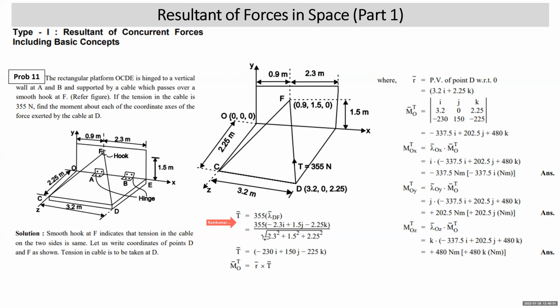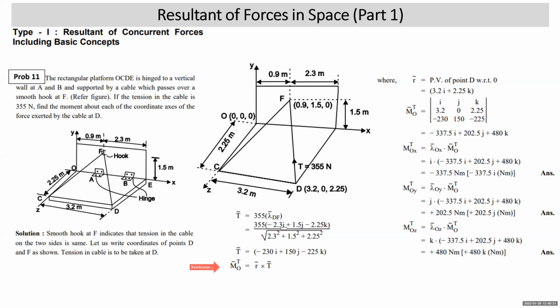Now, using your calculator, you get tension in vectorial form as minus 230 i plus 150 j minus 225 k. Now you want to find the moment of this tension about OX, OY, OZ. So what is the common point on the three axes? That is O. So first we should find the moment of this tension in the cable about point O. That is r bar cross T bar.